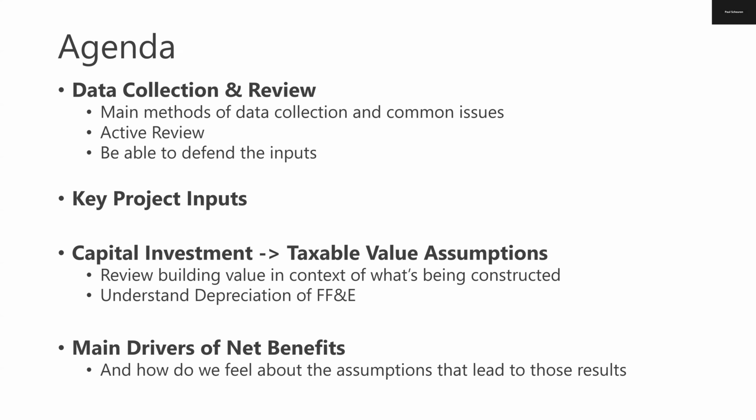And then the final step is thinking about the main drivers of the net benefits. Once we have the results, we can think through the assumptions that led us to those outputs, right? If the entire net benefit is being driven by property tax, what were the assumptions and what were the inputs that got us to that amount of property tax? Those are some of the things we'll look at in an example here too.